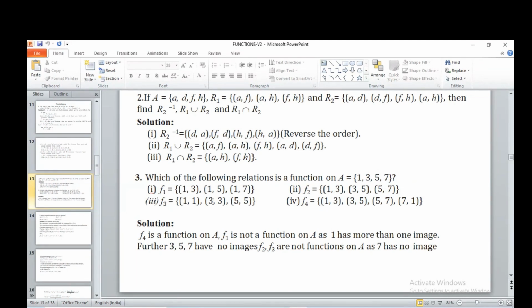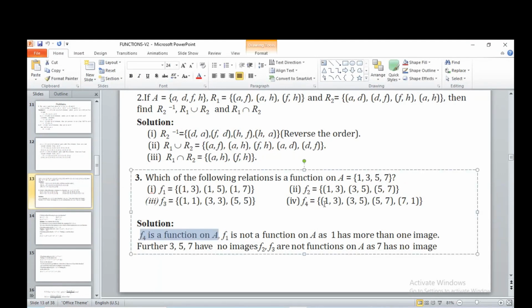Third problem: which of the following relations is a function on A, that is 1, 3, 5, 7? Don't ignore the solution. Tell me which option is correct and which is not correct. F4 is a function on A. Here 1, 3, 3, 5, 5, 7, 7, 1. It has a cyclic relation: 1 is mapped to 3, 3 is mapped to 5, 5 is mapped to 7, 7 is mapped to 1.